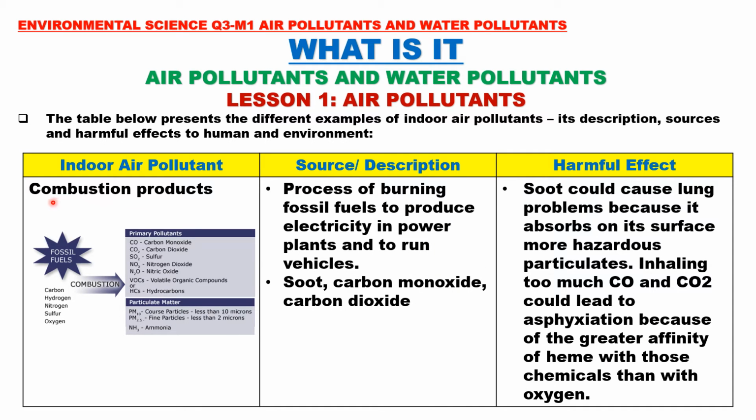Next, we also have combustion products. Description: the process of burning fossil fuels to produce electricity in power plants and to run vehicles, producing soot, carbon monoxide, and carbon dioxide. Harmful effect: soot could cause lung problems because it absorbs more hazardous particulates on its surface. Inhaling too much carbon monoxide and carbon dioxide could lead to asphyxiation because of the greater affinity of heme with those chemicals than with oxygen.